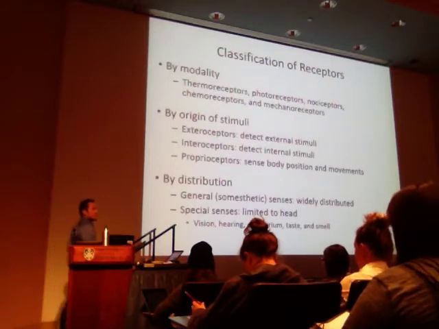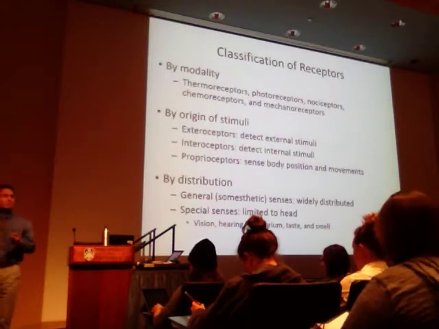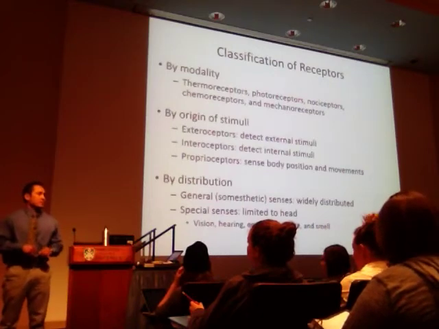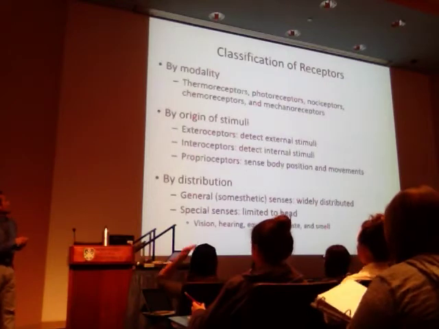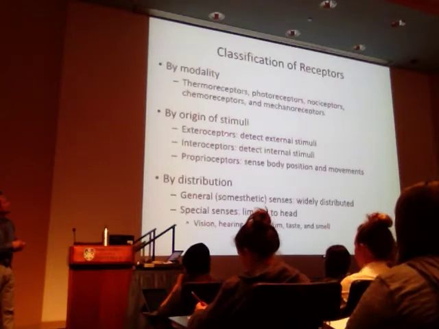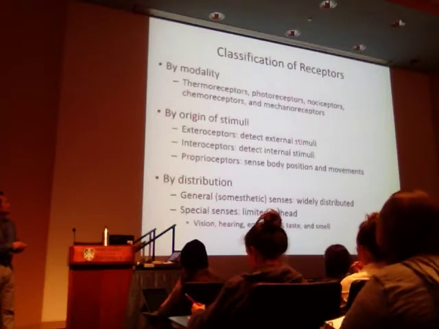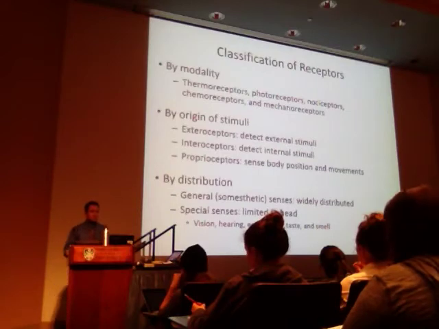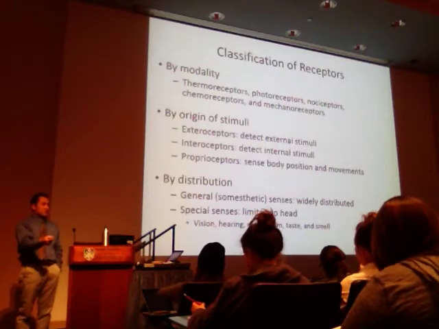So if I was to identify a very specific type of receptor, like a rod or a cone that's found in the eye, you would say that it is a photoreceptor by modality. It would be considered what by stimulus? An exteroreceptor because it's detecting light that's coming from outside the body. And is it, by distribution, general or special? Special.